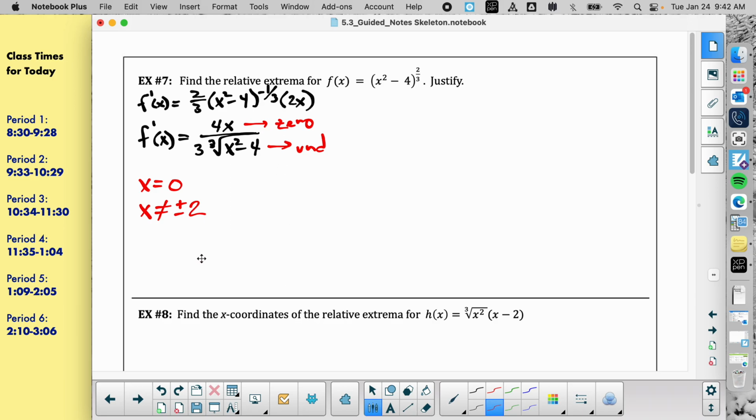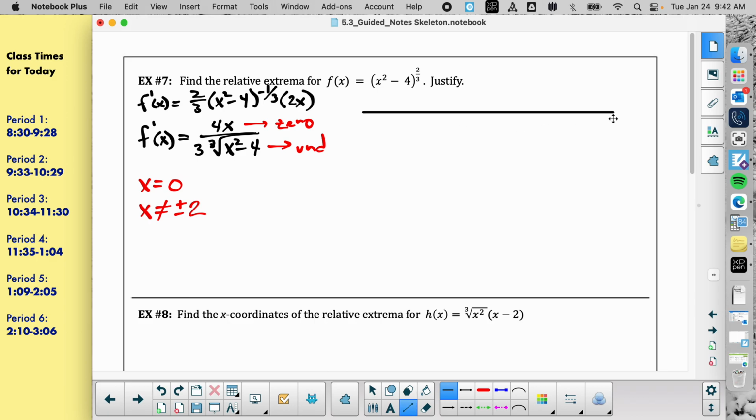I'm going to take my critical numbers and put them on a number line. You could put them in a table if you would like. I don't know if any of you had a chance to look at the way it was set up with a table in the packet. Okay, but I'm going to do a number line. And 3 critical numbers means I'm going to have 4 sections. So this is going to be x equals -2, x equals 0, x equals +2.